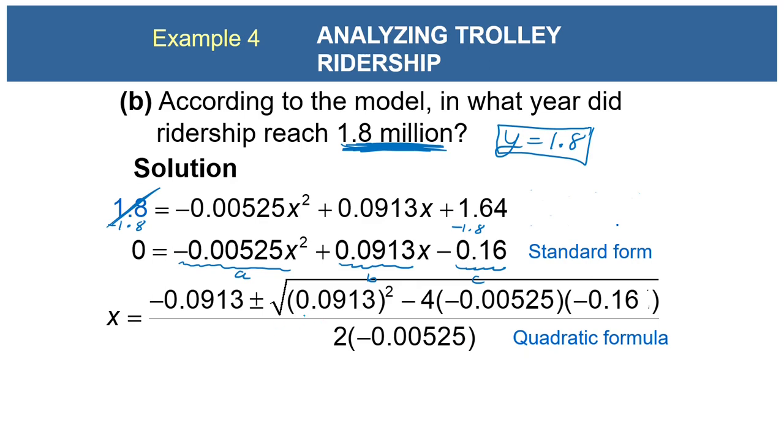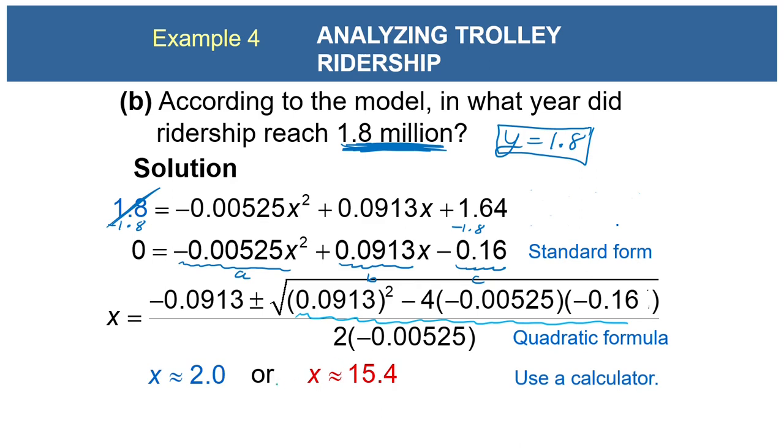Simplify it slowly on your calculator. I would do inside the radical first. Figure out what is inside the radical first, and then use your calculator to add or subtract the top, then divide by the bottom. Check your work with the calculator. You should get x equals 2 or x equals about 15.4. Again, use your calculator. Double check to make sure you get 2 or 15.4. If you don't, make sure you send me an email so I can help you out on your calculator.